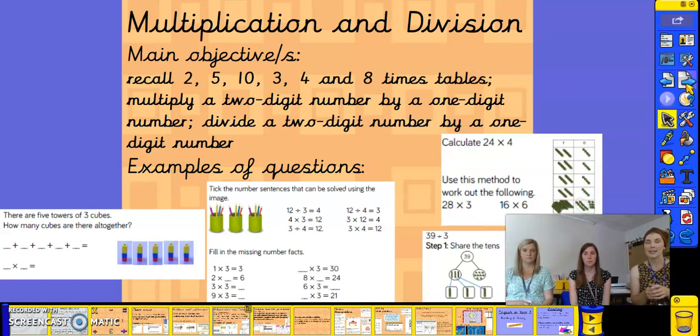And again, on the screen are some examples of questions of the sorts of things that they will come across. Again, pictures are there, different representations of the calculations, and there'll be a whole variety of different ways that we will explore multiplication and division.